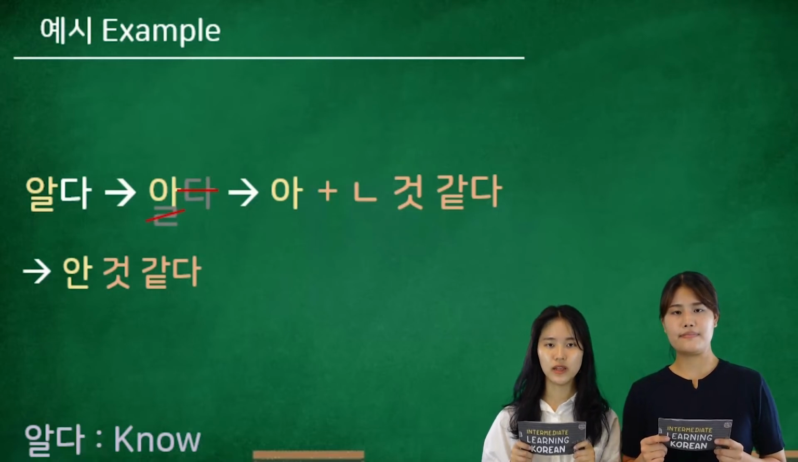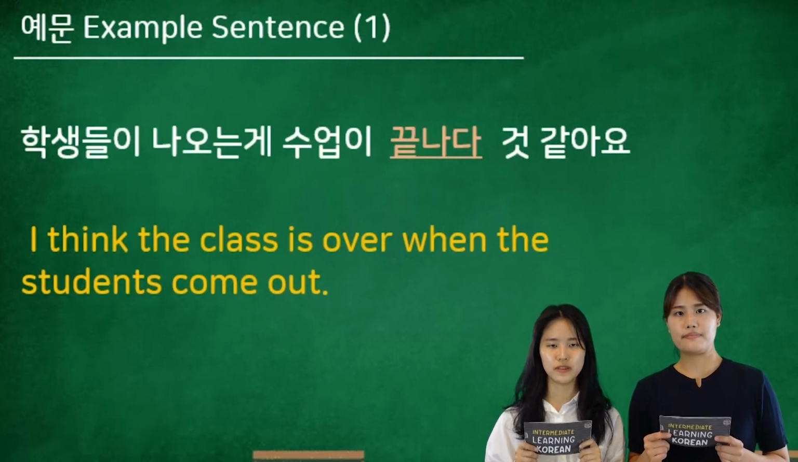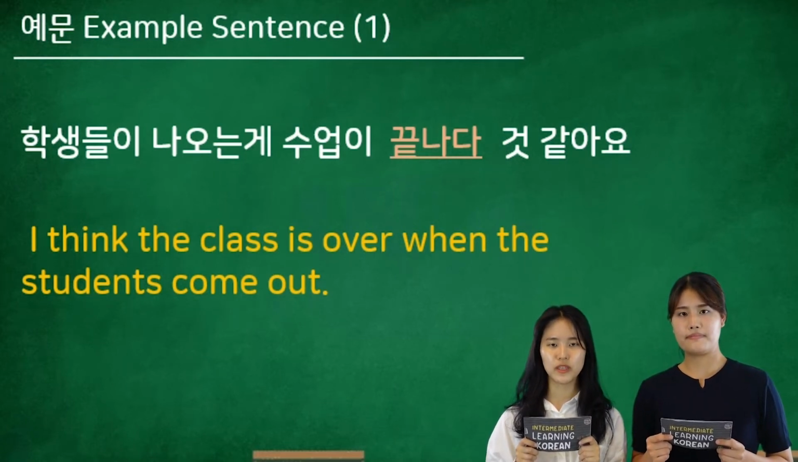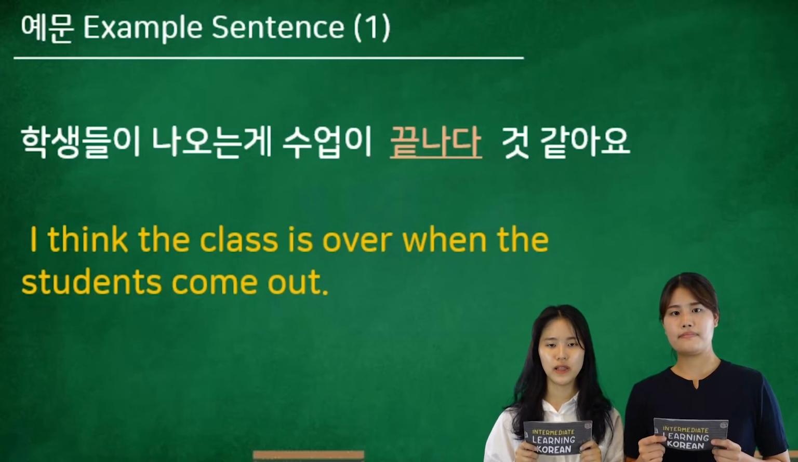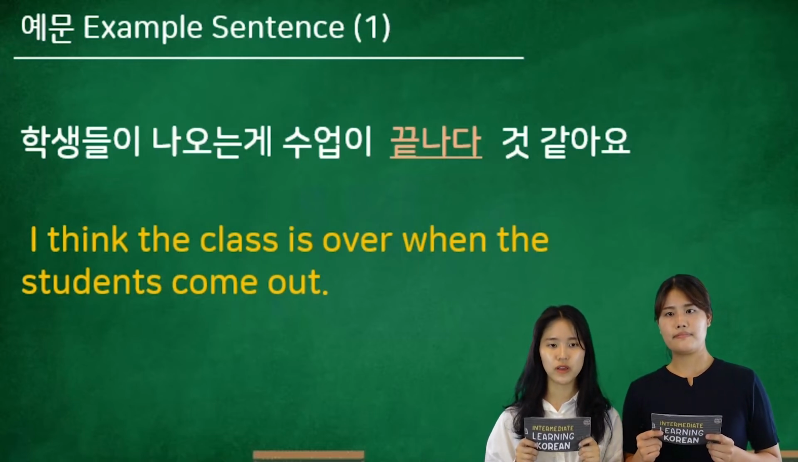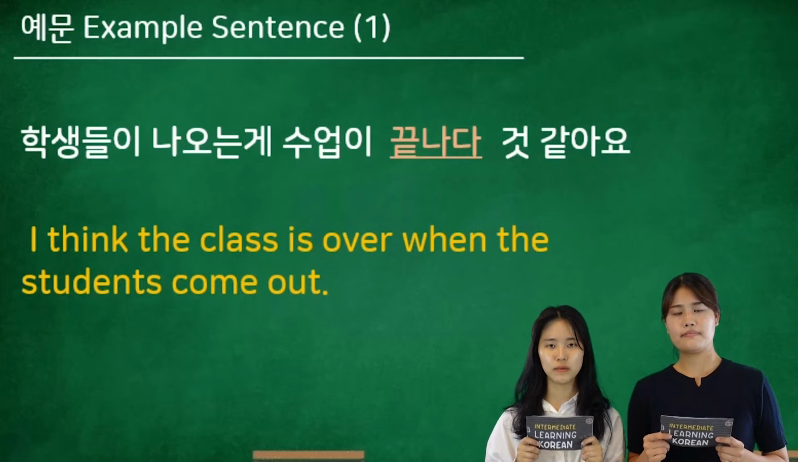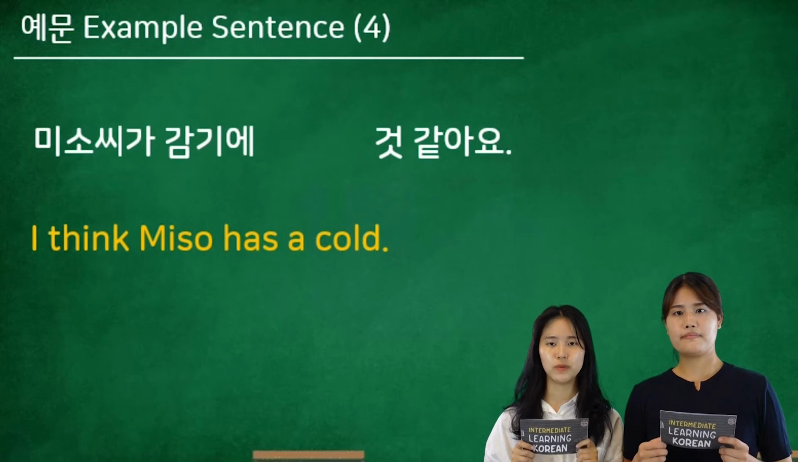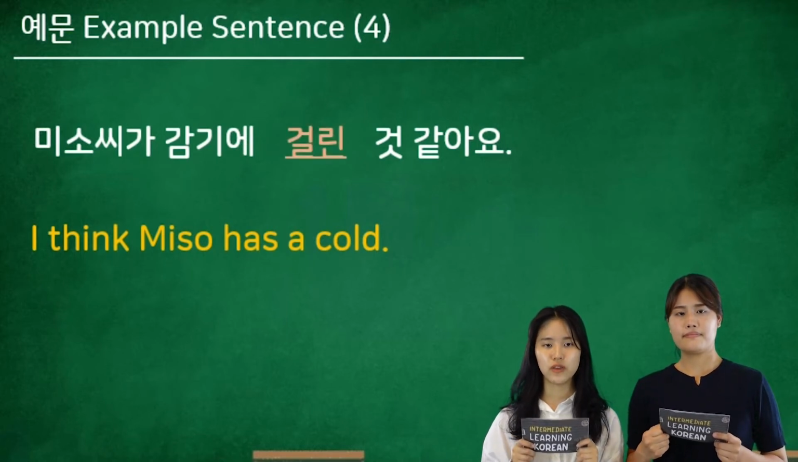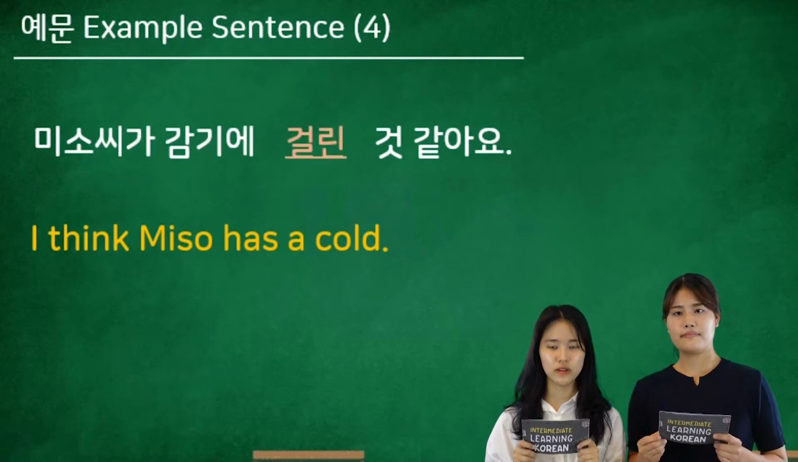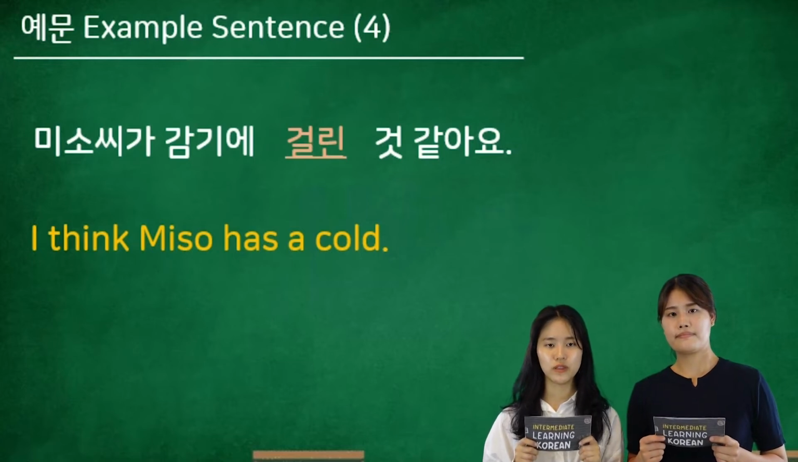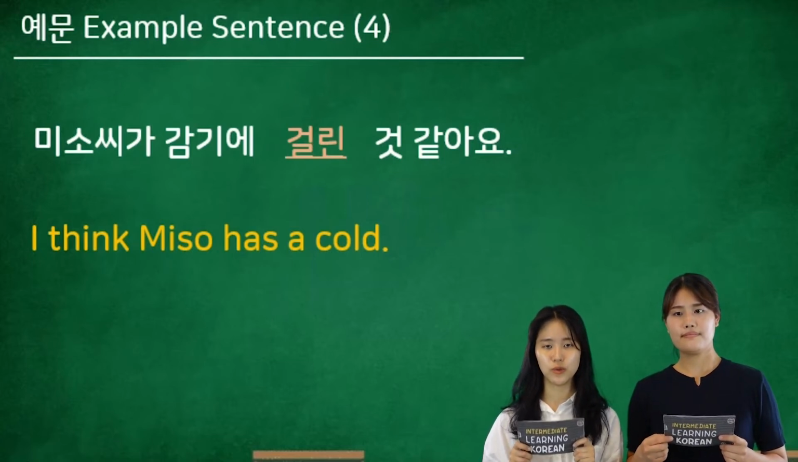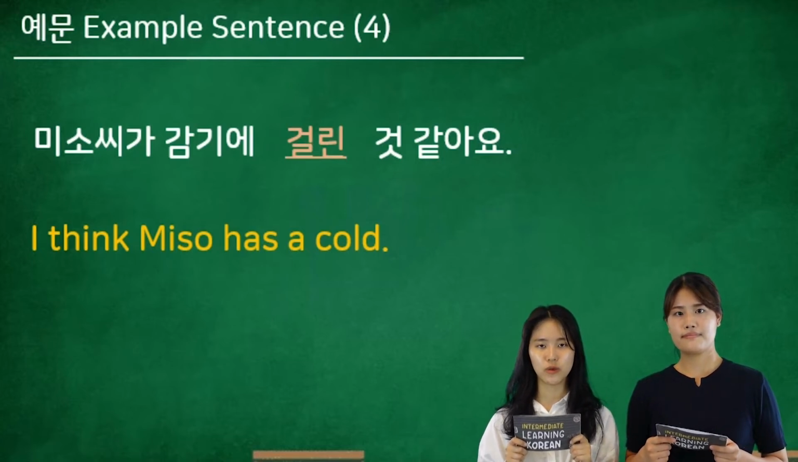Yes, from now on, let's review more while looking at the example sentences. This is the first example. 미소 씨가 감기에 걸리다. If you apply the grammar we learned today, it becomes the sentence 미소 씨가 감기에 걸린 것 같아요. Here, if you delete 다 from the verb 감기에 걸리다, you can see that there is no final consonant in the stem of the verb. Then we can use 니은 것 같아요. So it becomes 미소 씨가 감기에 걸린 것 같아요.